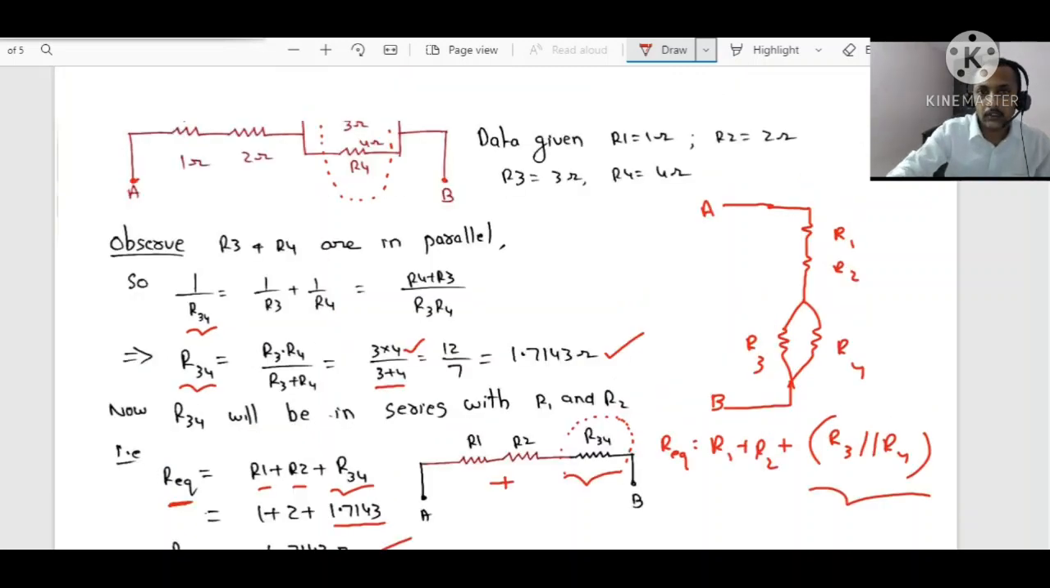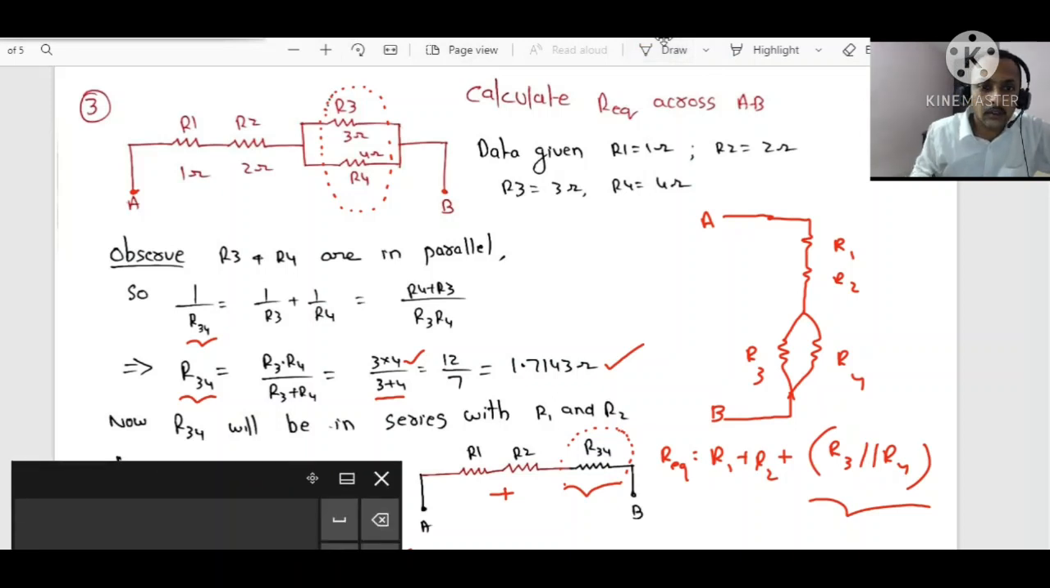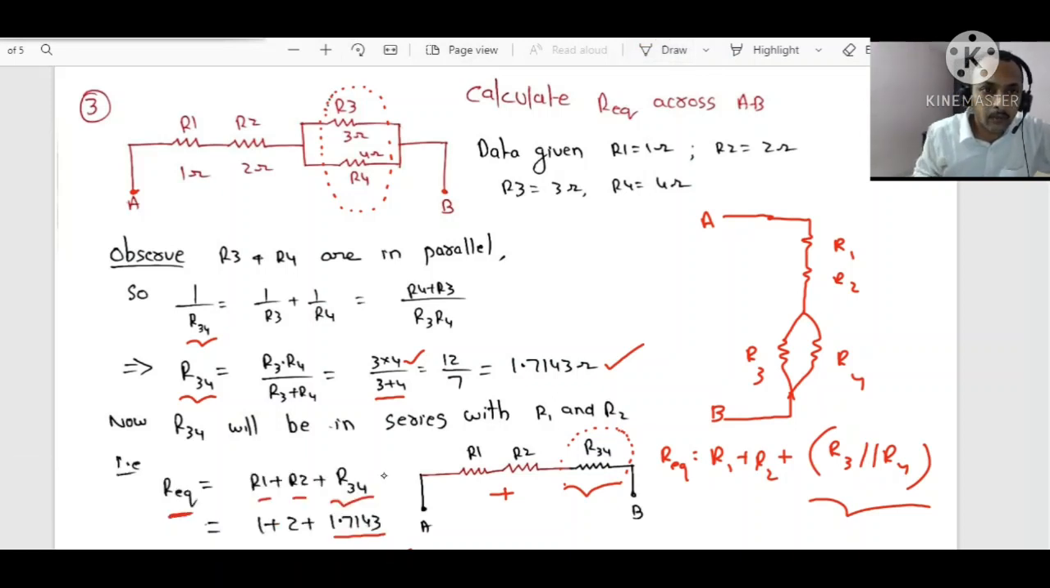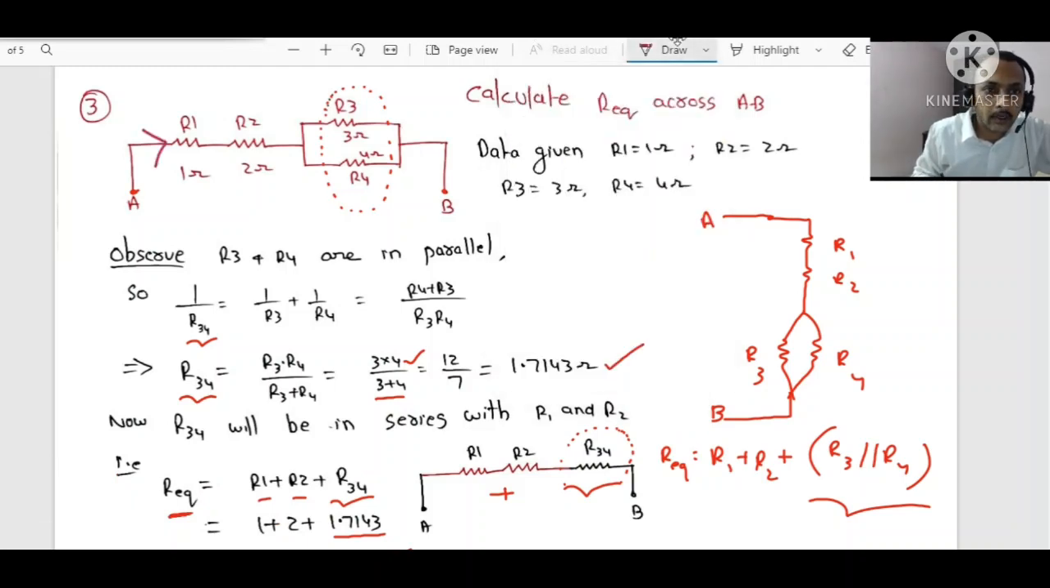You will get 4.7143. Dear students, what I want to say is, by looking at the circuit itself, you should be able to say easily which resistors are connected in parallel and which in series. If you have a doubt, cross check whether the voltage is the same across the elements, or if it is a series connection, the current will be the same. For example, see here, if a current comes to here, it flows up to here, but after coming here it should get divided.